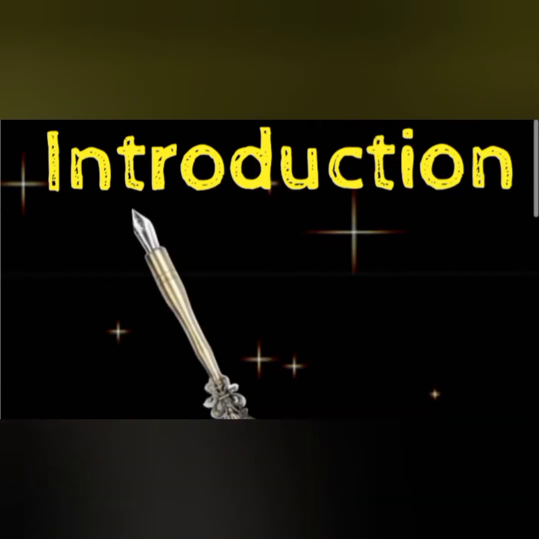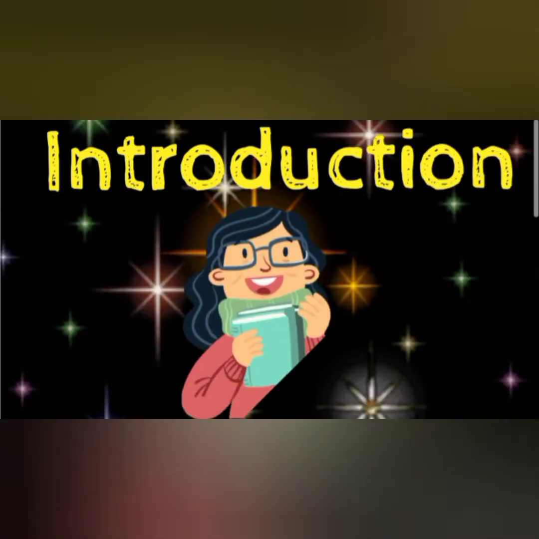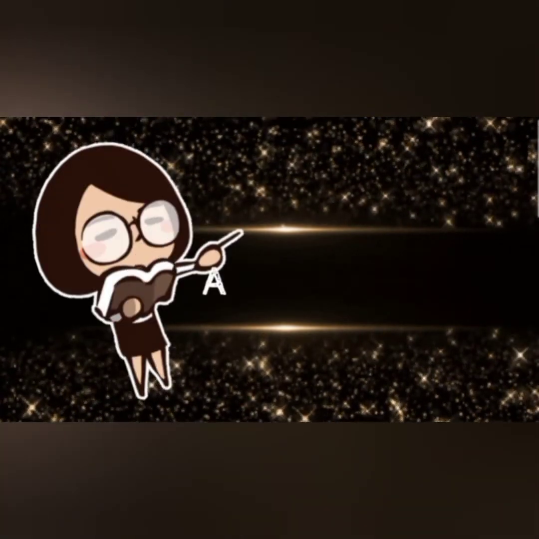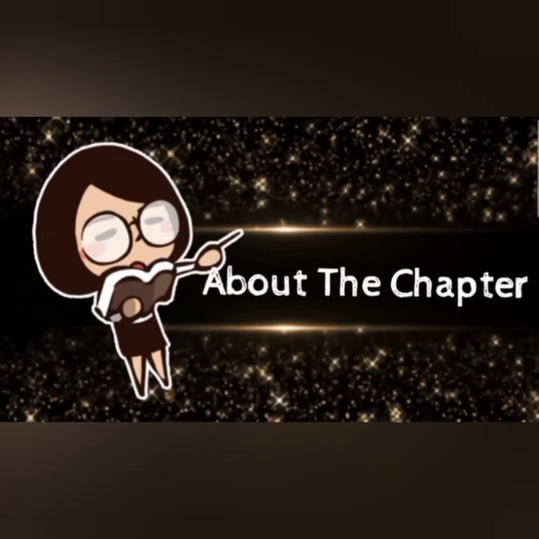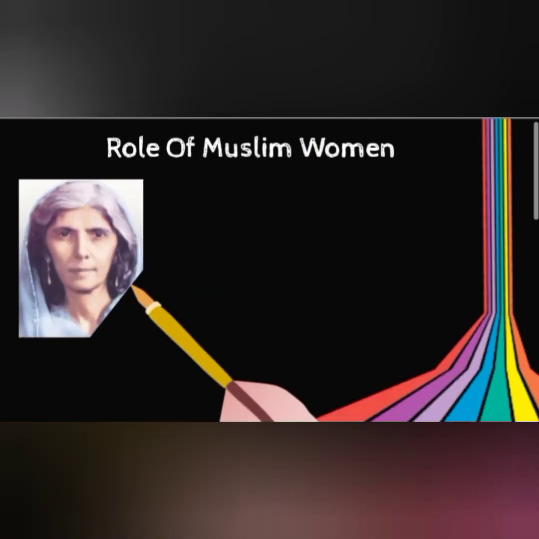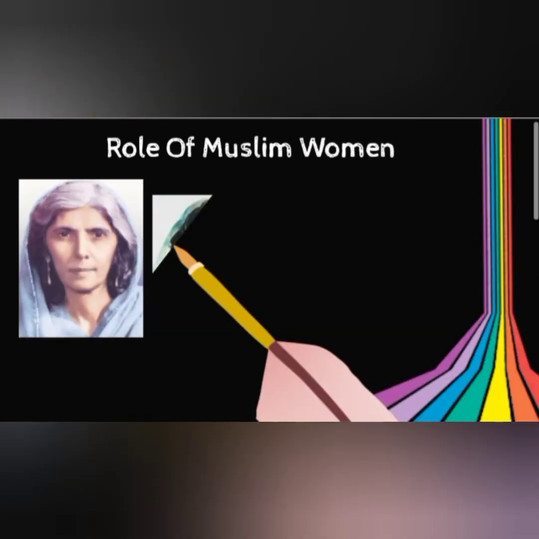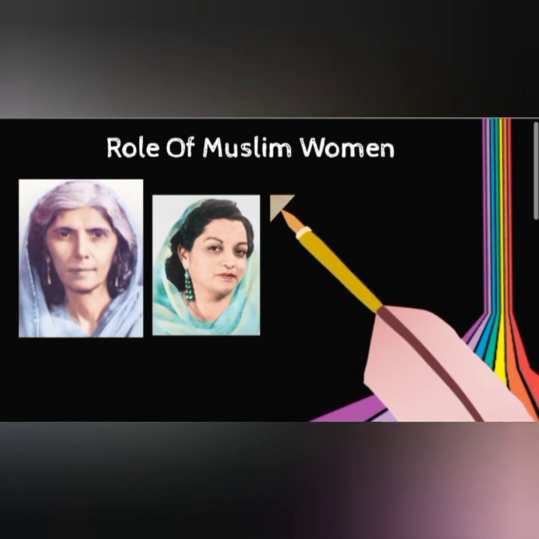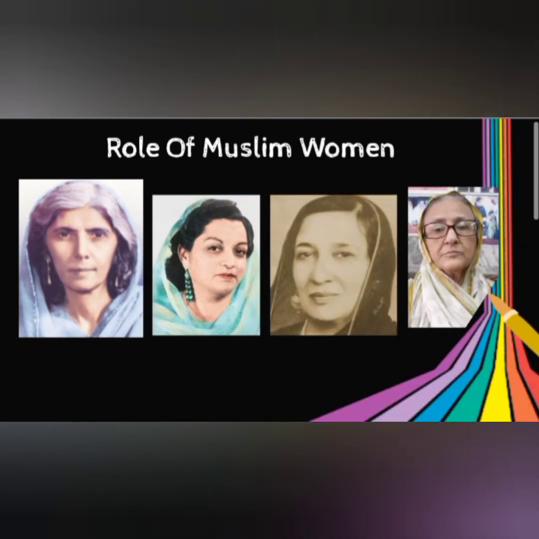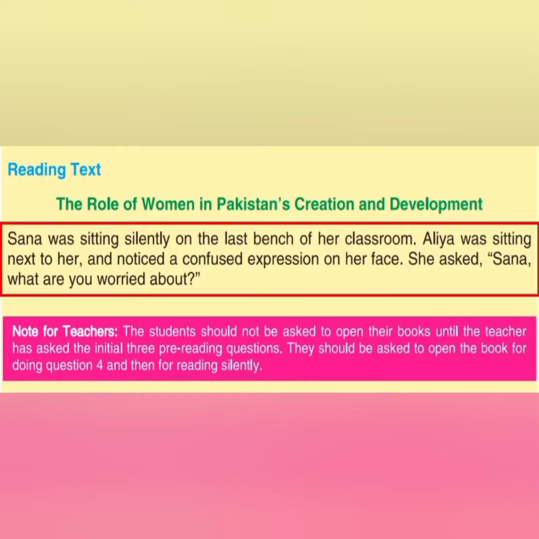Basically, this chapter is about the role of Muslim women, but it has been presented really well through some characters and their dialogues. The use of different technologies and their importance has also been shared in this chapter. We are going to learn the role of Muslim women in the creation of Pakistan, and also the importance of the latest technologies. This will make it easy for you to know how technology can be utilized in a positive way in our education.